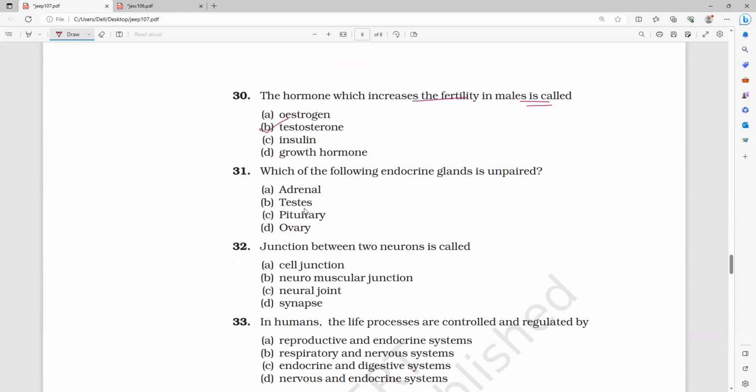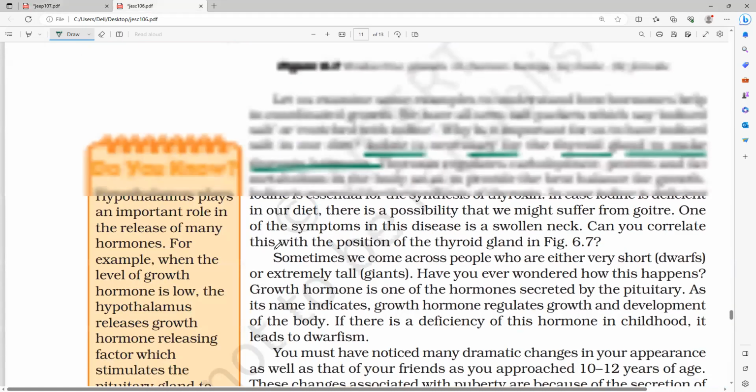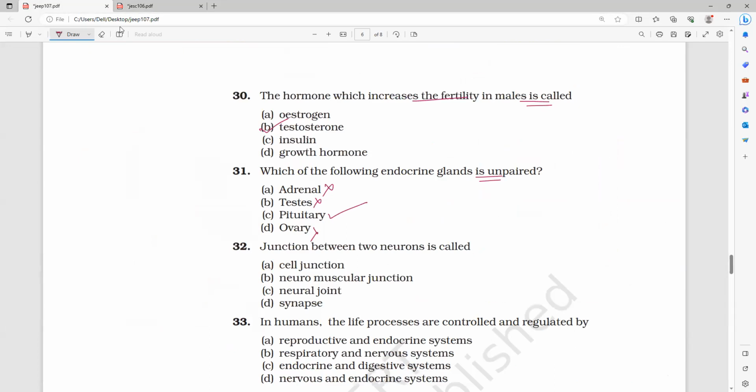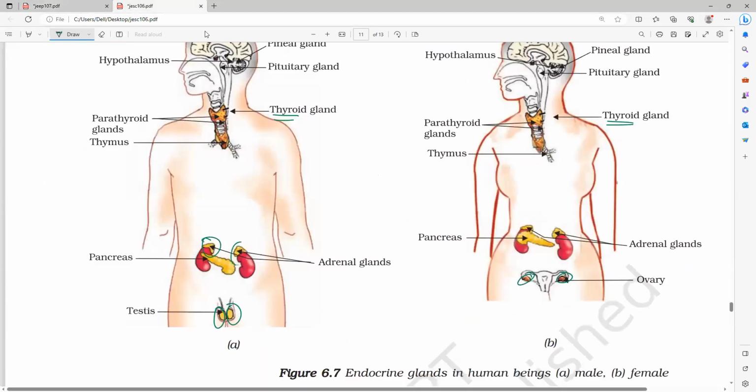Next, the hormone which increases fertility in males is called testosterone. Next, which of the following endocrine glands is unpaired? Adrenal glands are paired, one for each kidney. Testes are paired. Ovaries are also paired. The unpaired one is the pituitary gland. All the glands are paired, except the one that is single, the pituitary gland.